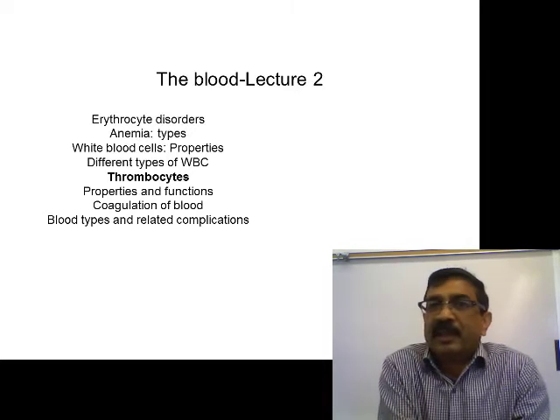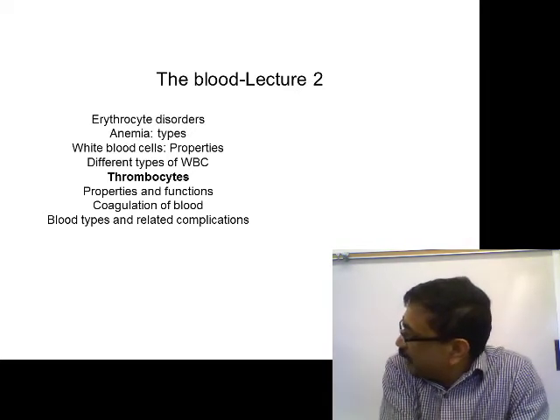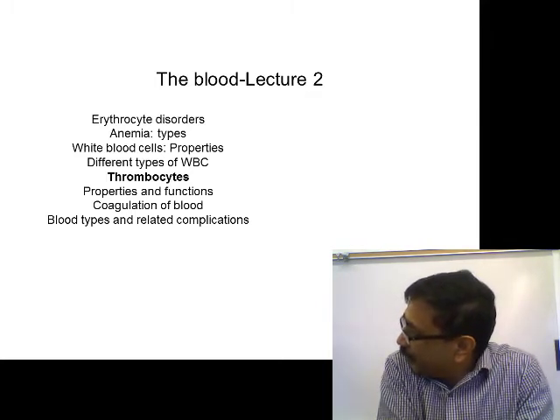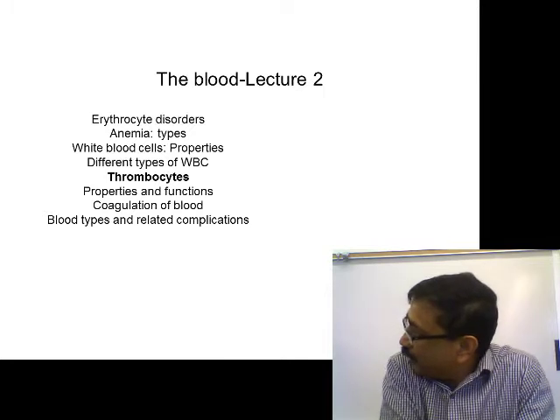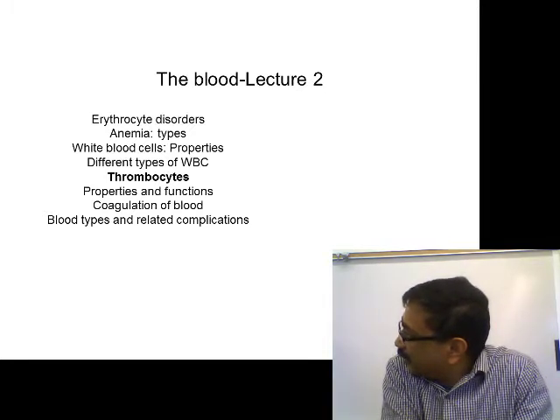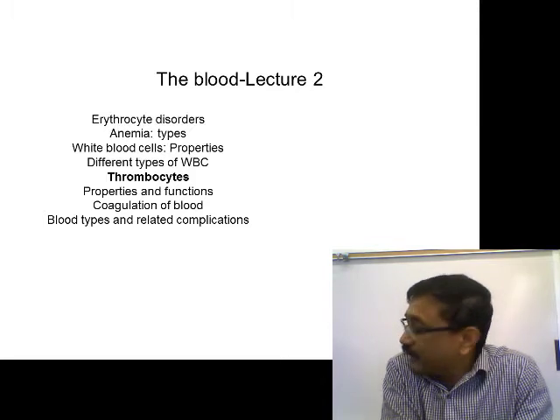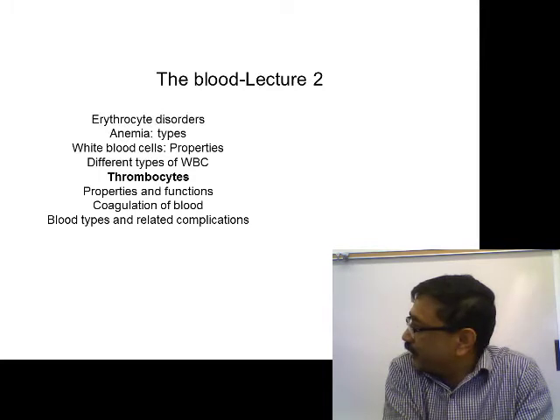First we'll see the definition of anemia, then we'll see the types of anemia and the causes. Then we'll talk about another thing that is called polycythemia. It's not listed here, polycythemia.